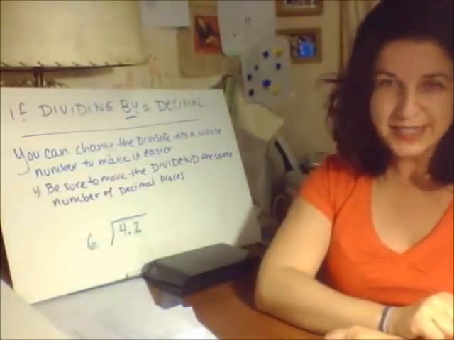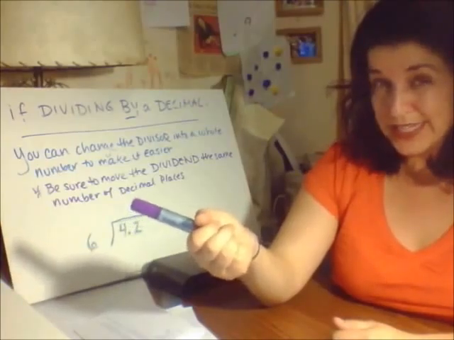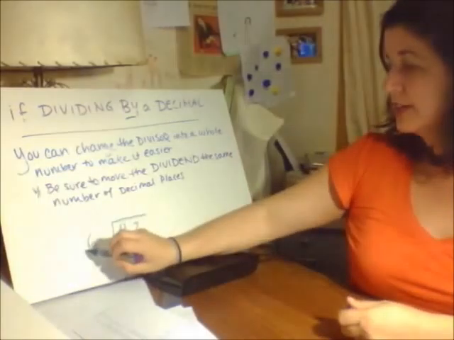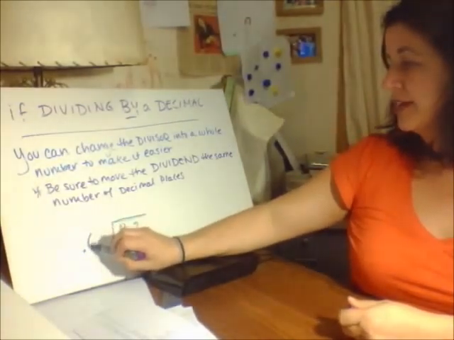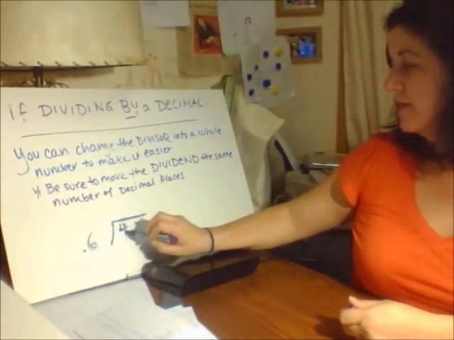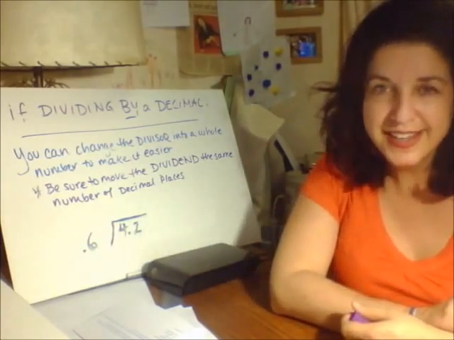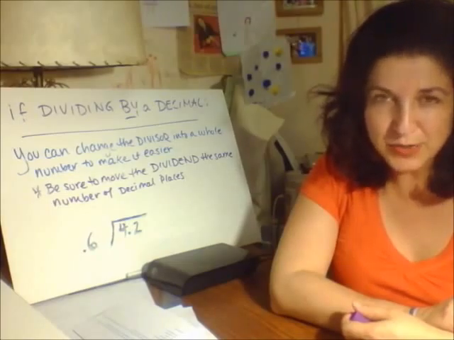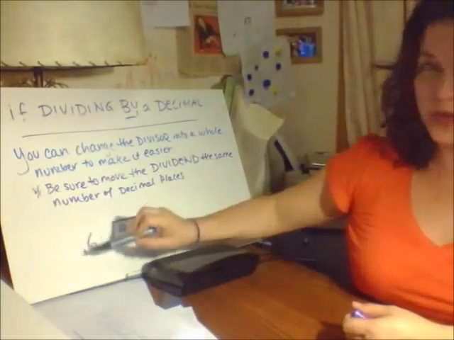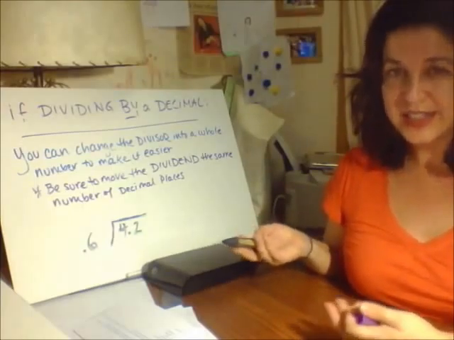If you're dividing by a decimal, the easiest thing to do is to just move the decimal point over so that you're converting your decimal number into a whole number. So for example here, we've got 0.6, and we're dividing 4.2 by 0.6. Now, the important thing is if you're going to change your decimal divisor into a whole number, you're going to move the decimal point. You have to do the same with the number you're dividing, the dividend.